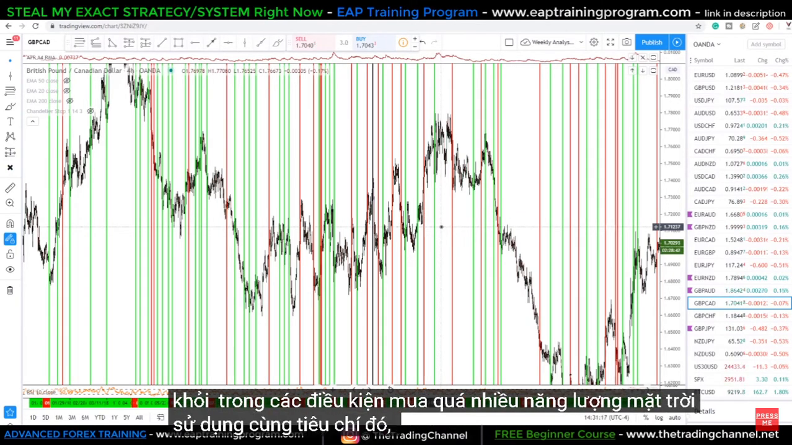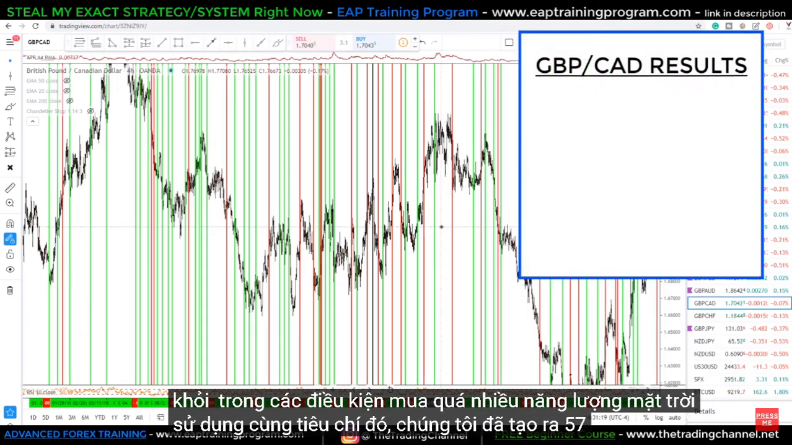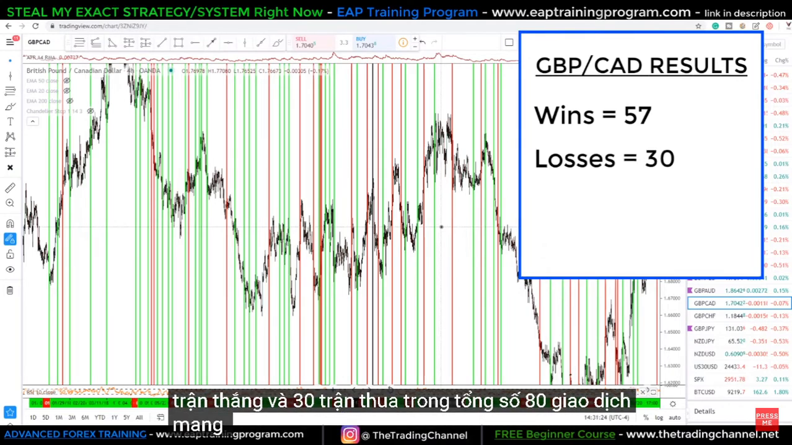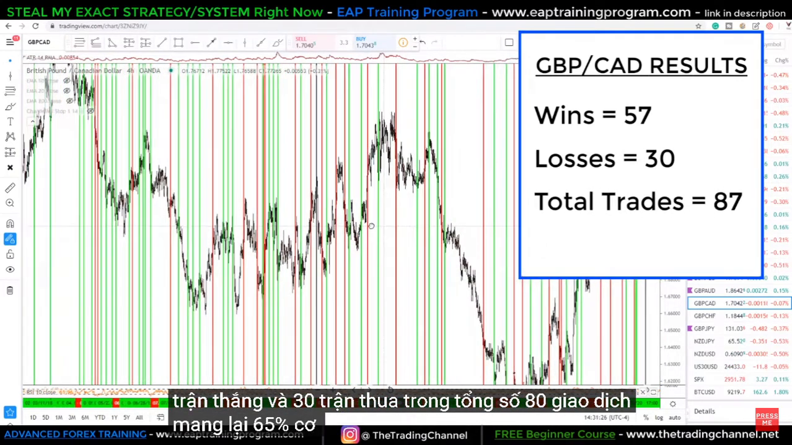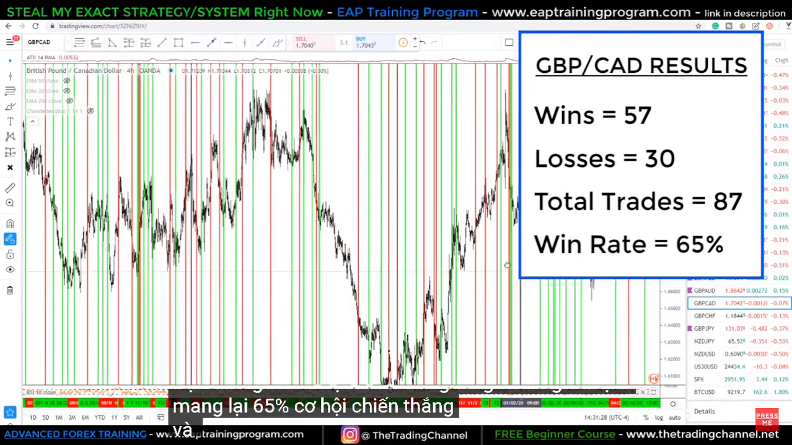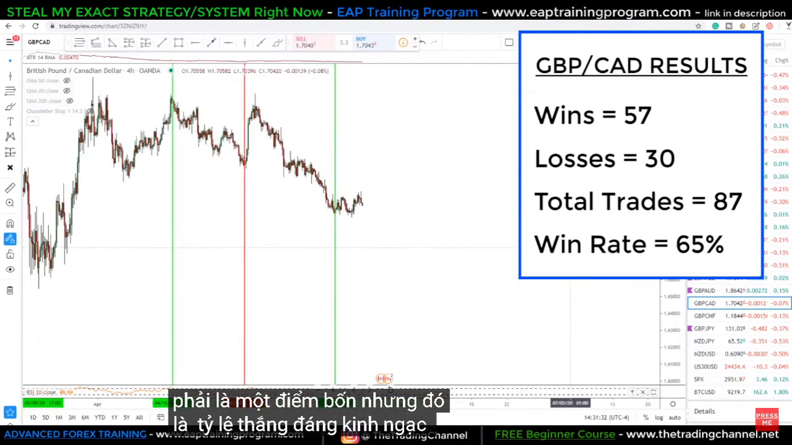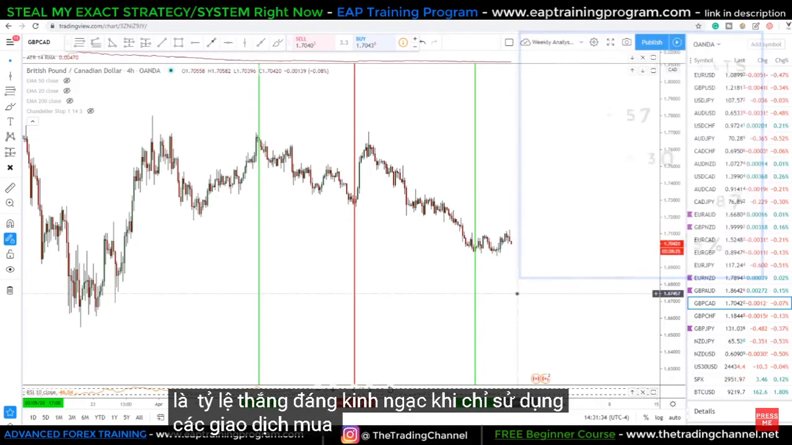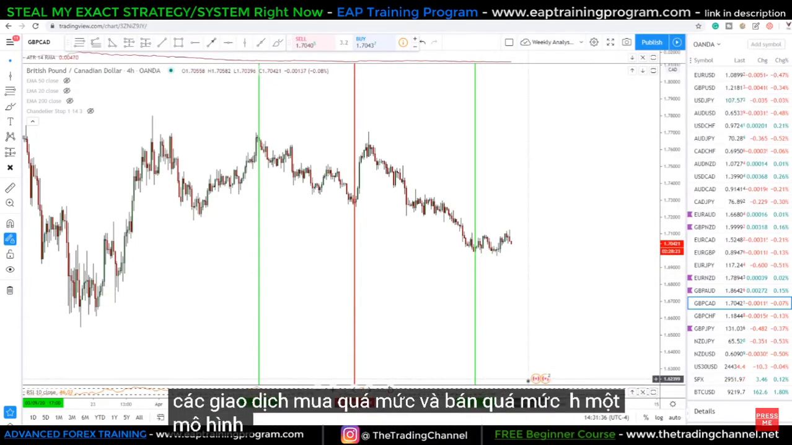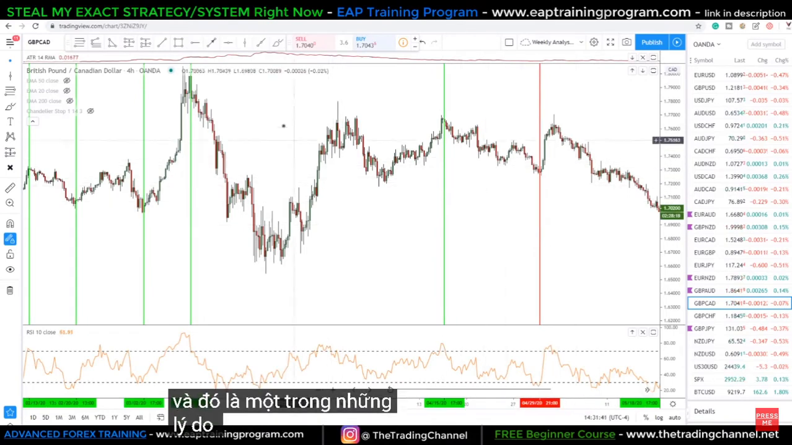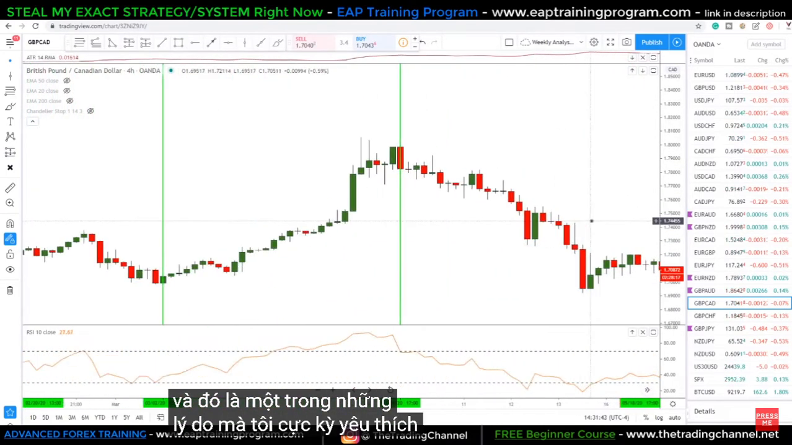Using that same criteria, we produced 57 wins and 30 losses, a total of 80 trades, giving a 65% chance of winning. And this is all with a 1-to-1. This wasn't quite a 1.4 to 1, but that is an incredible win rate for just using overbought and oversold trades with a simple candlestick pattern like this 5% candlestick. And that's one of the reasons that I absolutely love this candlestick pattern, guys.